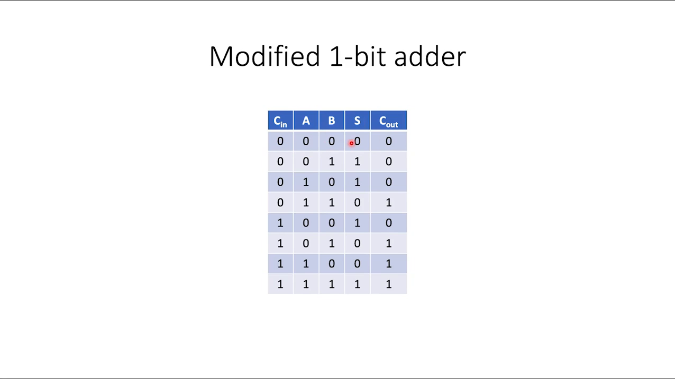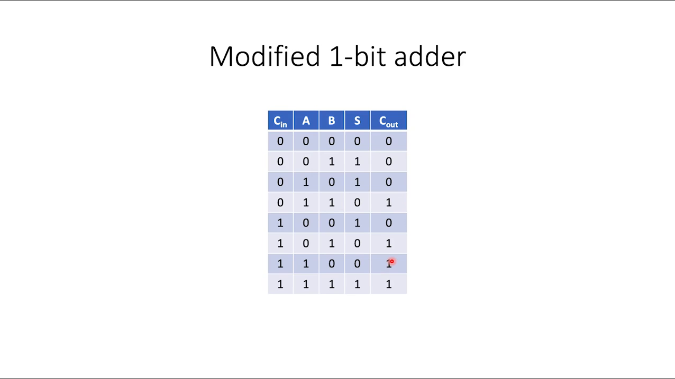So if everything is 0, we should get 0. If exactly one of these is 1, so the second case, the third case, and the fifth case, then the sum bit should give a 1, and the carry bit should be a 0. On the other hand, if two of these numbers are 1, like in this fourth case, or the sixth case, or the seventh case, then the sum is 0 because it's 1 plus 1, but then we've carried a 1.